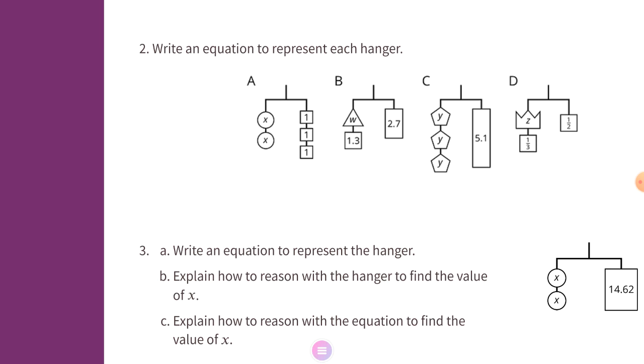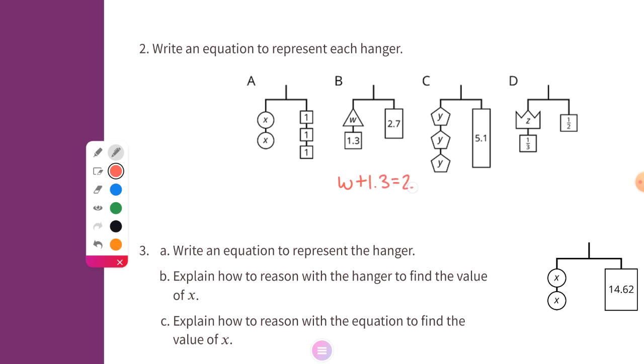Meyer, what'd you get for B? W plus 1.3 equals 2.7. Good job. Is there anything else I could have written for that one? There's really only one other thing. I could have said 1.3 plus W, just flip-flopped them around. Okay, what about the next one, Leah? What'd you get for C? 3y equals 5.1. Could I have y plus y plus y equals 5.1? Yes.